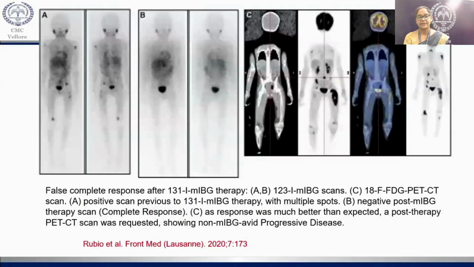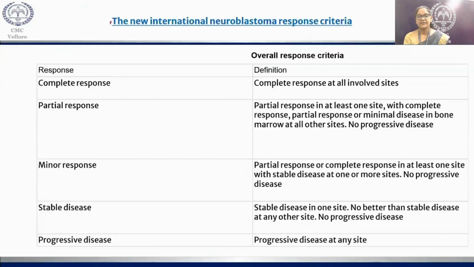As we look at this image, you can see a false complete response after iodine 131 MIBG therapy. And if you see the PET scan, we can see that certainly these children had significant disease, which was much worse than expected. A post-therapy PET scan was requested, which showed non-MIBG avid progressive disease. So this is the new international neuroblastoma response criteria in terms of assessment of response. As we can see, there is complete, partial, minor, stable, and progressive disease.